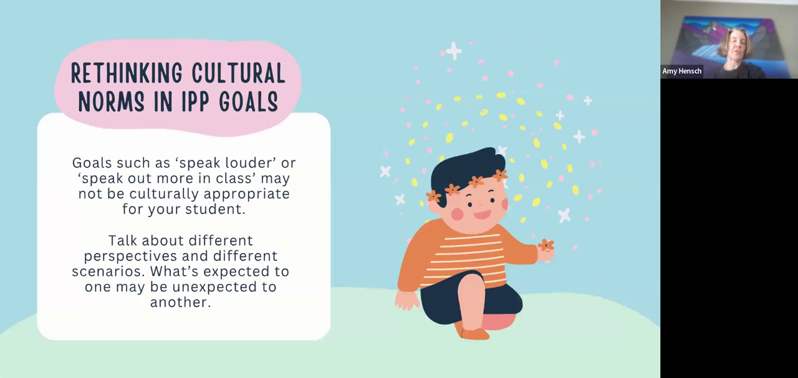Also, rethink our cultural norms and IPP goals rather than telling kids to talk louder or speak out more in class. Think about what may be culturally appropriate for that child, and you can talk to their family about what might be a good way to get through something that is causing an issue in class.